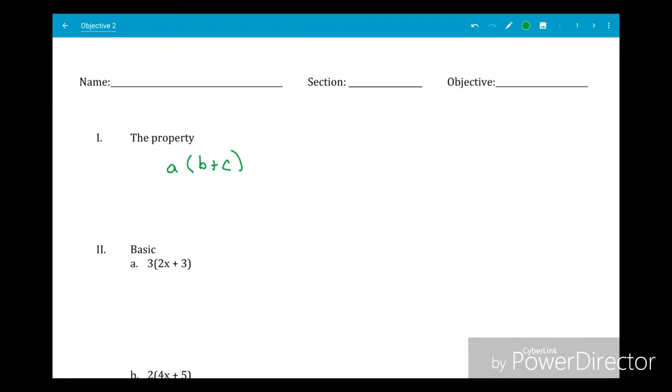The way I like to think of this property is with a visual. So I'm going to create this area problem, okay, where I've got two rectangles together. Both of them have a height of A. One's got a width of B. One has a width of C. Okay. And the way I like to think about the distributive property is there are two ways to figure out the area of that figure.